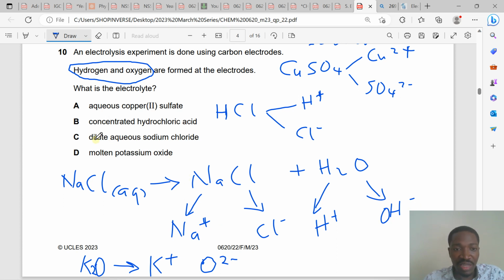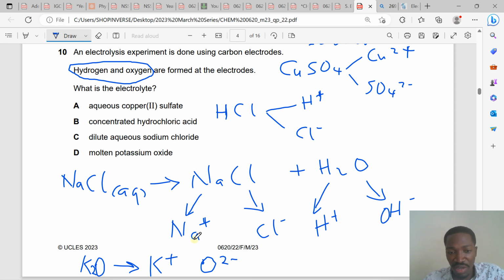Since it is dilute aqueous sodium chloride, that means there is hydrogen and hydroxide ion. So what will cause hydrogen and oxygen to be produced? Oxygen can be produced from the presence of this OH-, and hydrogen can be produced from the presence of this hydrogen ion. Take note that the concentration of these ions will be higher than the concentration of the others because it is aqueous. And by the way, if you consider the electrochemical series, sodium is higher than hydrogen, okay?